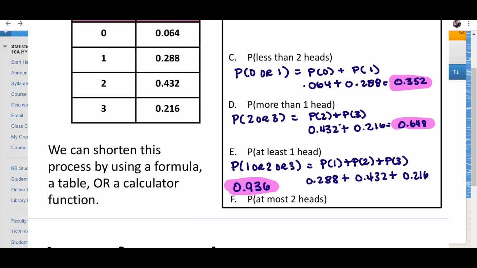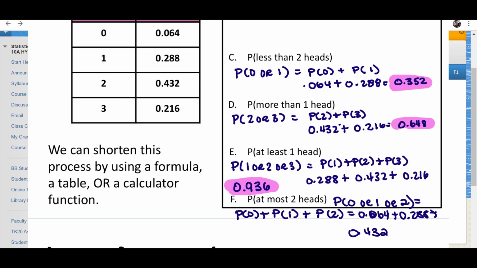And then at most 2 is no more than 2. So at most 2 would be 0 or 1 or 2. So it does include 2. So we're going to add the probability of 0 plus the probability of 1 plus the probability of 2. So we are adding 0.064 plus 0.288 plus 0.432, and we get 0.784.